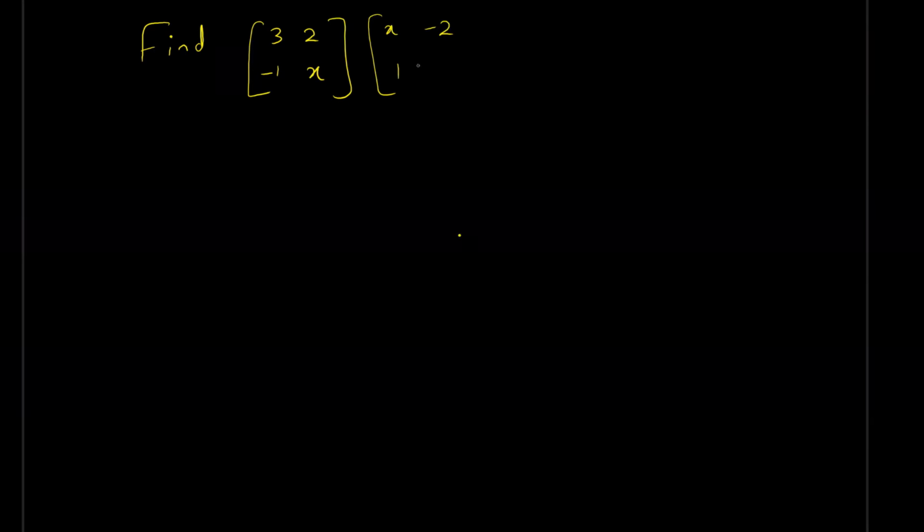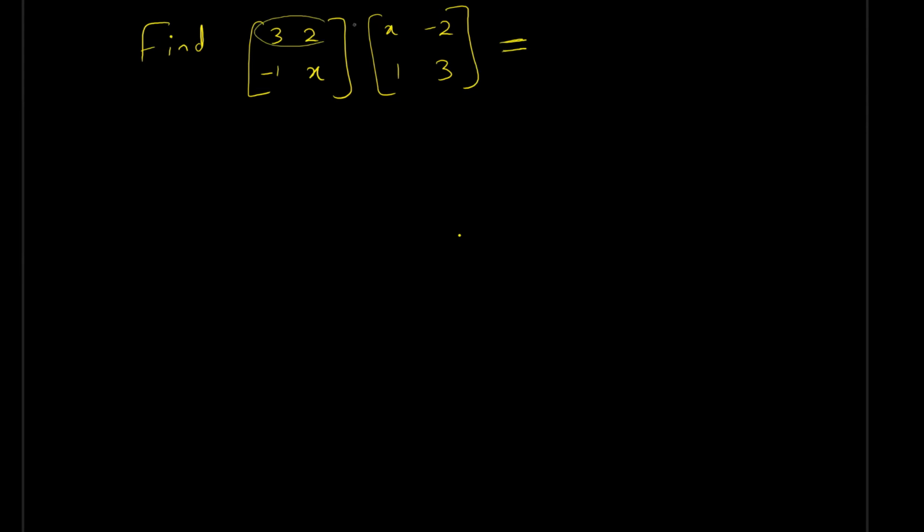Now today I thought I need to do some problems. So let's say find the multiplication of the matrix [3, 2; -1, x] with the matrix [-2, 1; 3, ...]. So find this multiplication. If you have not watched the last two parts of matrix multiplication, I recommend you watching that first.